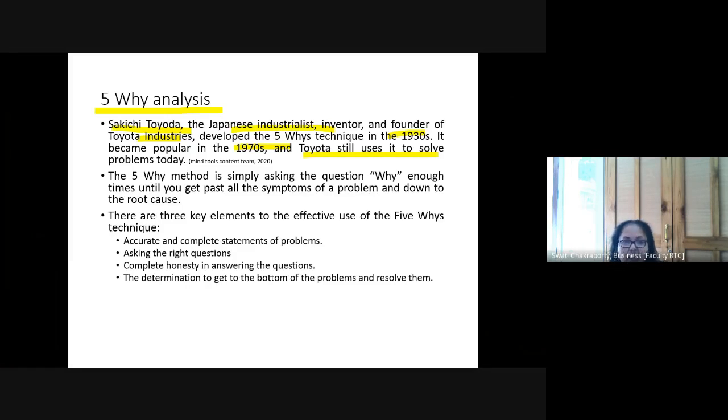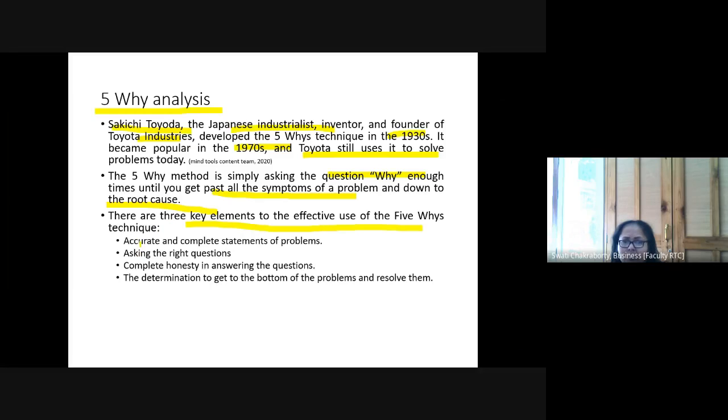Okay, so the 5 Why method is basically when you ask the question why multiple number of times till you get past all the symptoms of a problem and you come down to the root cause. What exactly is the root cause? So there are basically three key elements to the effective use of the 5 Whys technique.